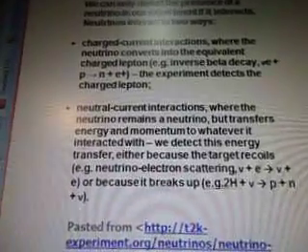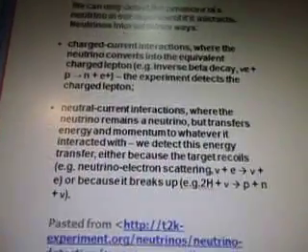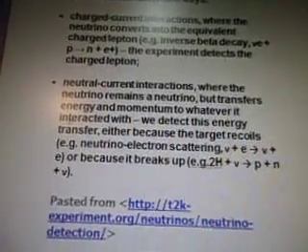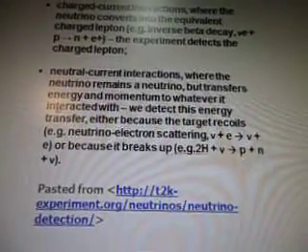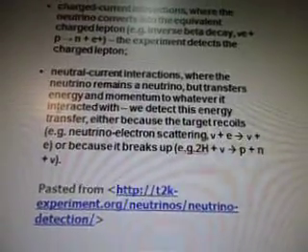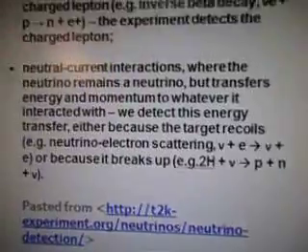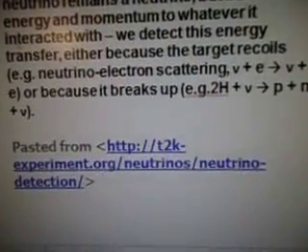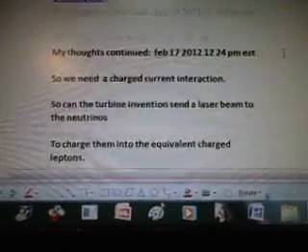Neutral current interactions, where the neutrino remains a neutrino but transfers energy and momentum to whatever it interacted with. We detect this energy transfer either because the target recoils, neutrino-electron scattering, or because it breaks up. And there's the calculations for that. And they are at t2kexperiment.org. They've been experimenting on neutrinos.